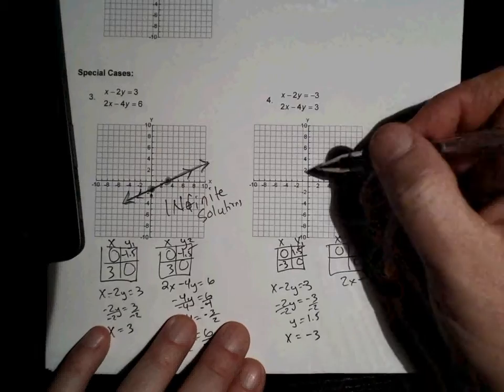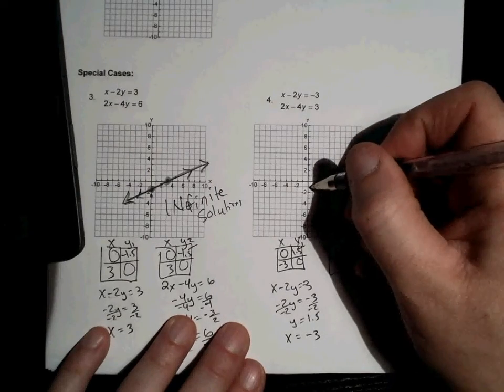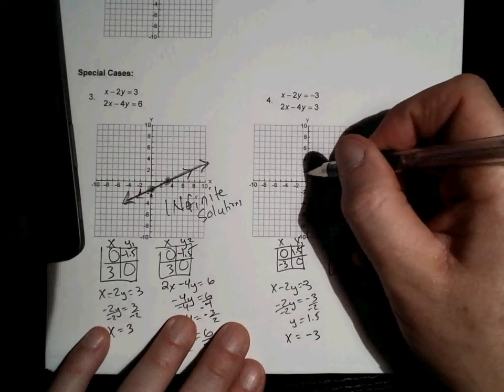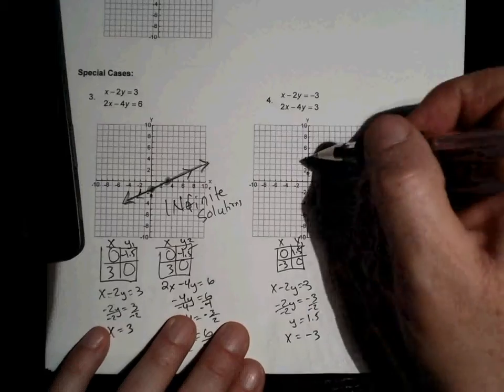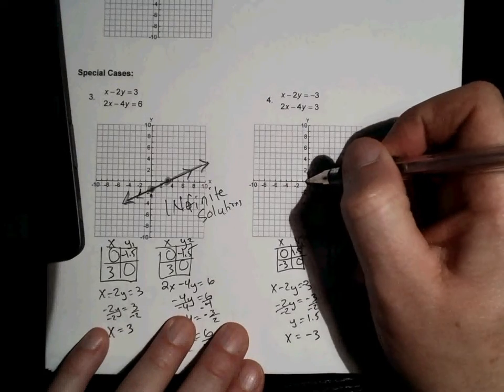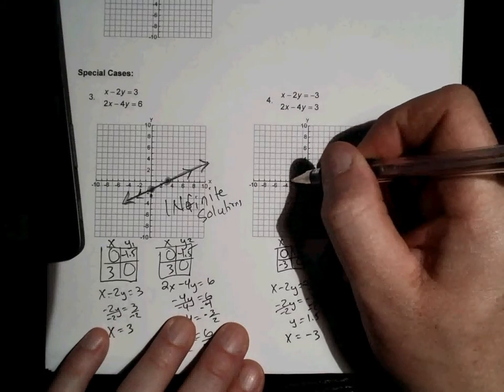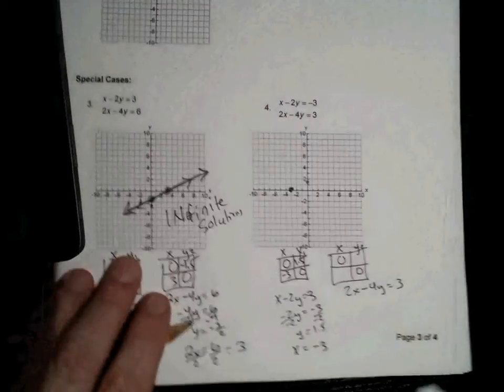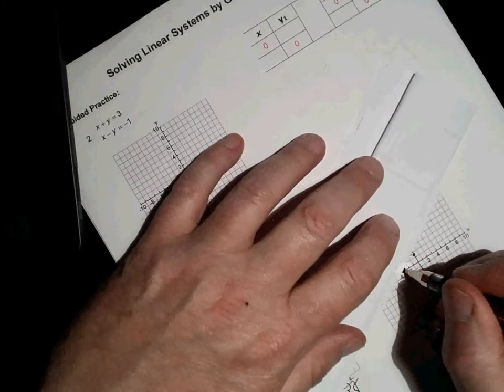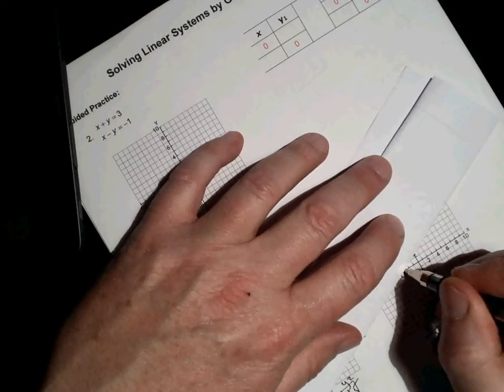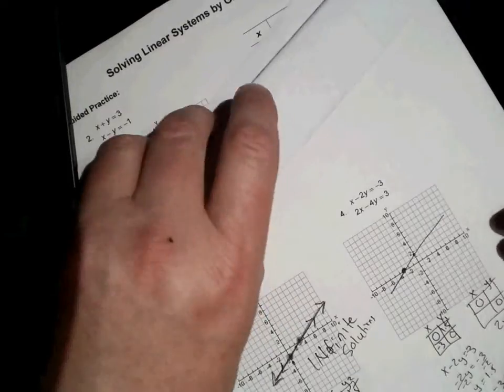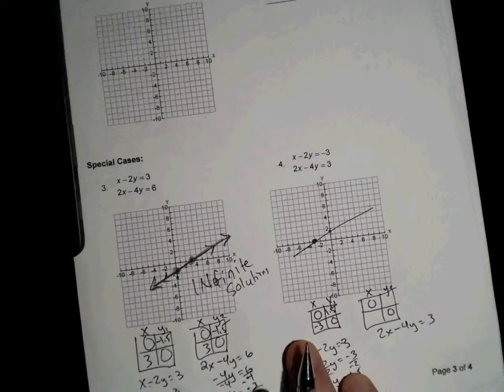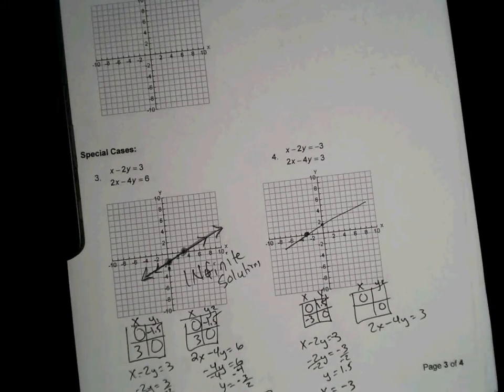So if I draw that line, I go over 0, up 1.5 this time. Then I go negative 3 and up 0. And I connect those 2 points. It's a little wonky, but you get the idea.